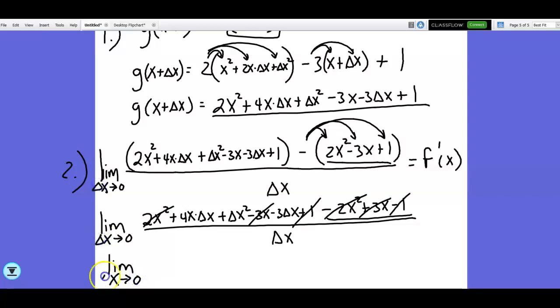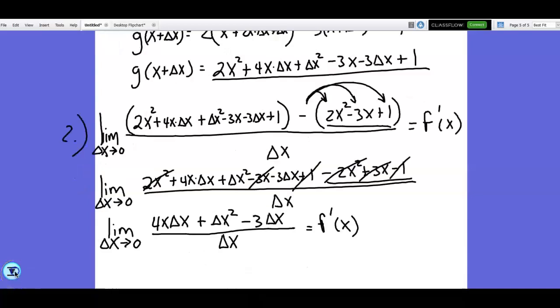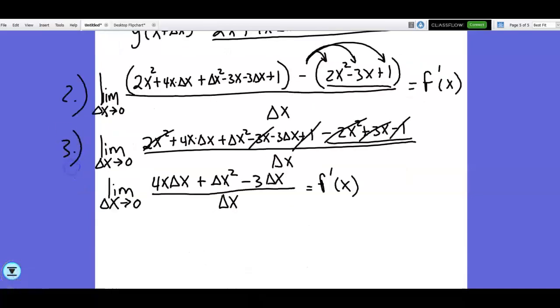I've been forgetting to put my delta there. And that's important because x and delta x are different things, right? X represents the starting point. Delta x represents the change. So you got to make sure you're using the symbols correctly. All right, thus ends step 3. That was step 3. All right, so step 3 was to simplify. So I distributed the negative, and then I combined my like terms.